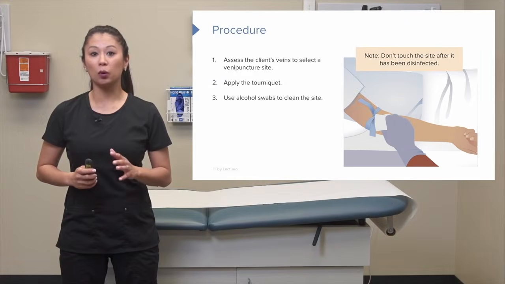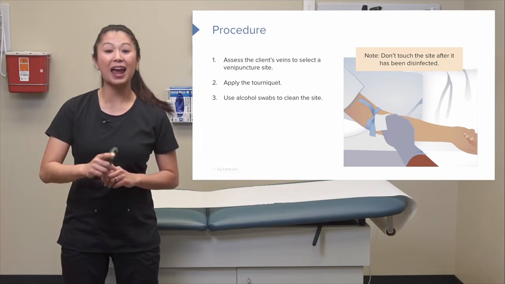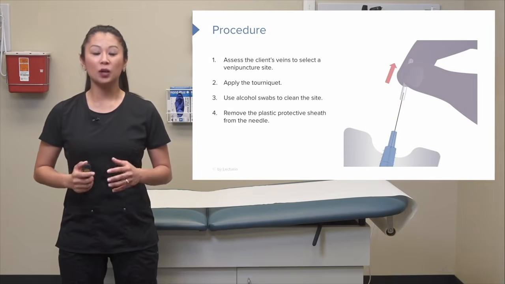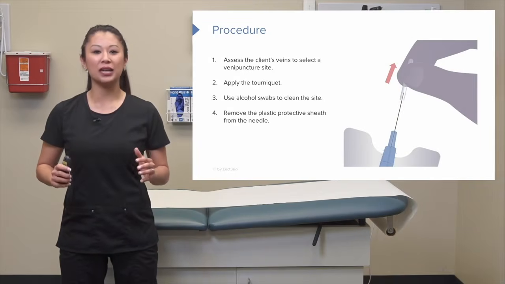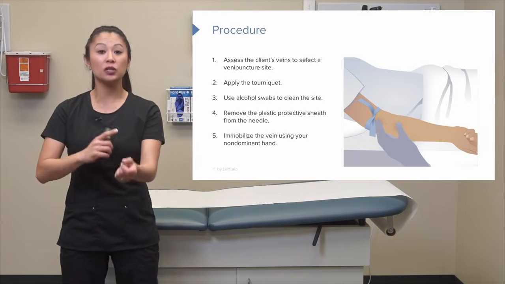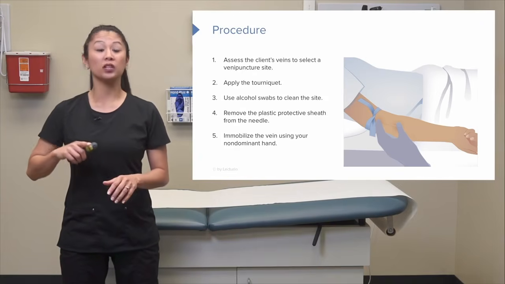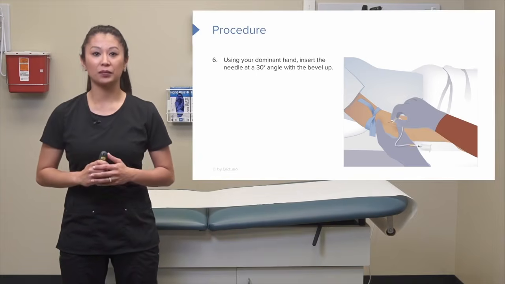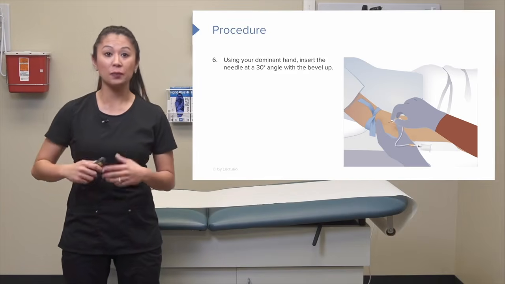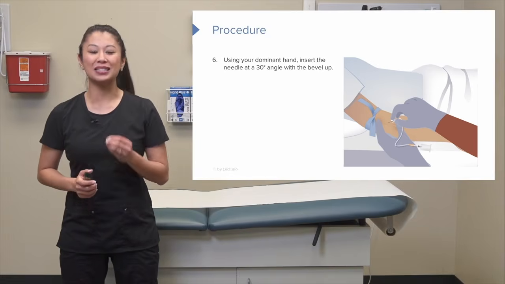Now it's really important when you clean that we don't retouch the site after it's been disinfected. Once we've cleaned, we can remove the plastic protective sheath from the needle and then immobilize the vein using your non-dominant hand. That way it doesn't roll around when you try to stick. Now we can use our dominant hand and insert the needle at about a 30-degree angle. Make sure that bevel is up.